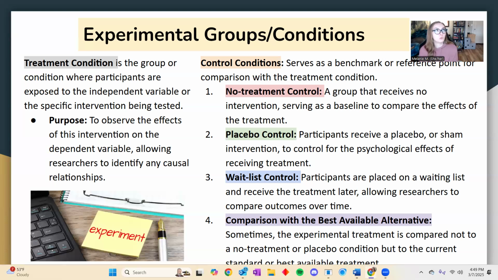So one of the easiest ways to talk about this is probably going to be through medication. So let's say that we are a researcher that is testing a new antidepressant medicine, and I want to see how effective that antidepressant medicine is.